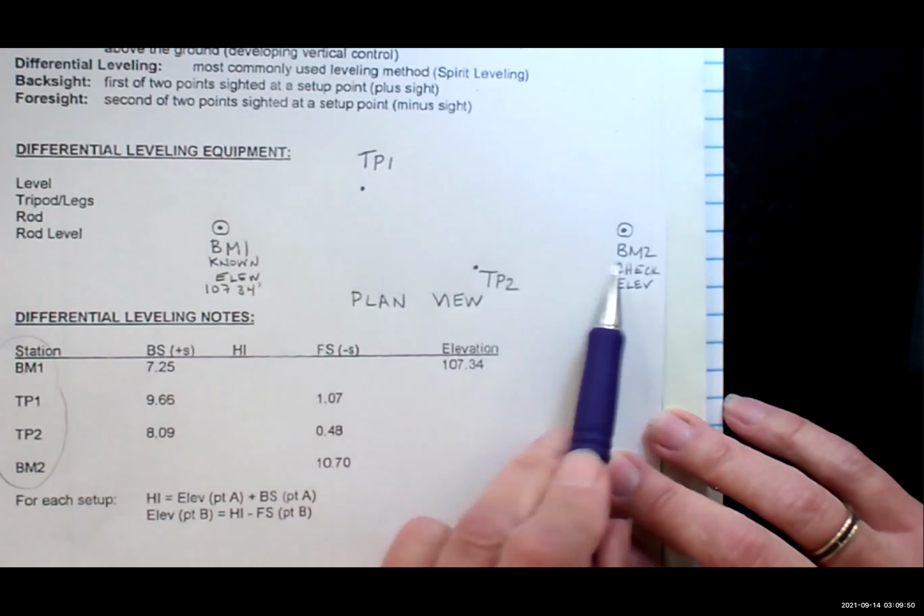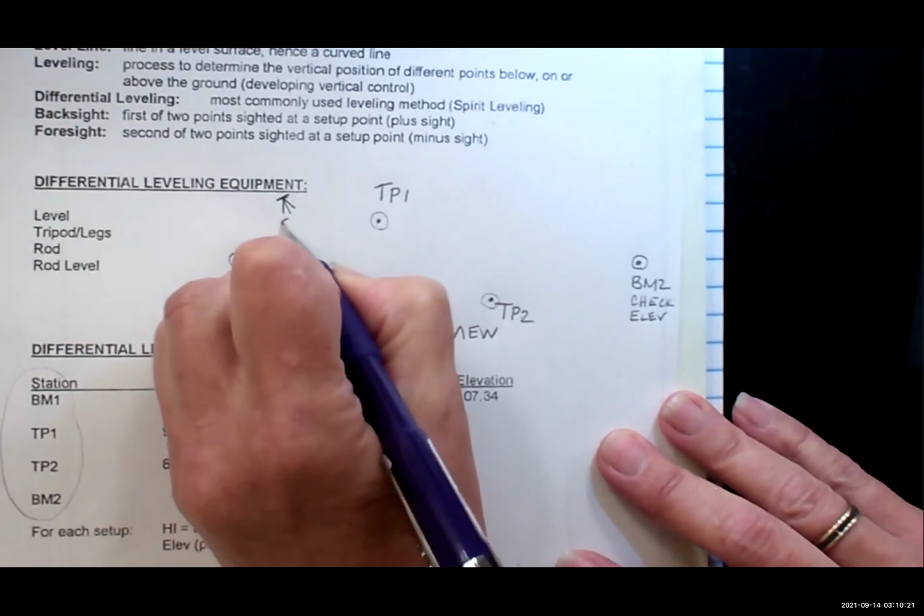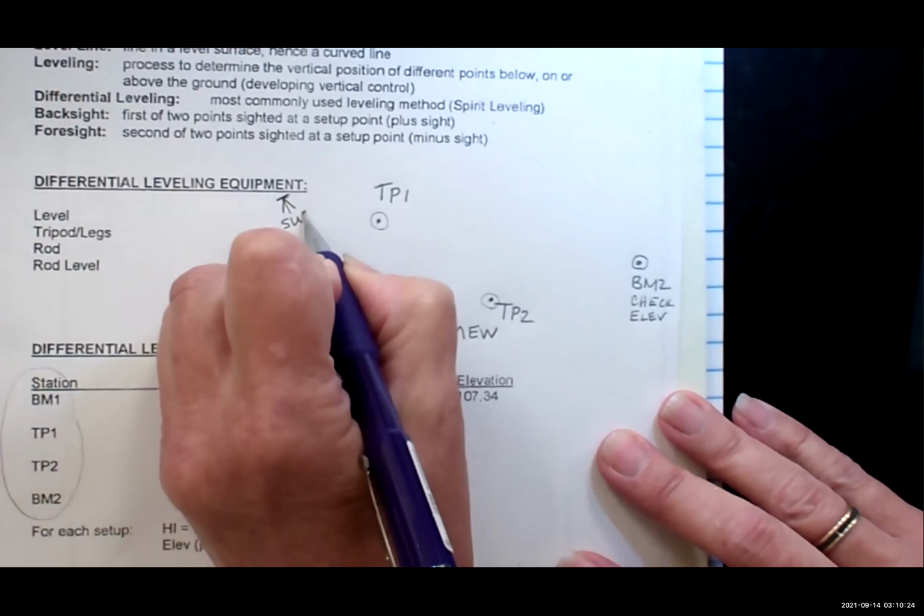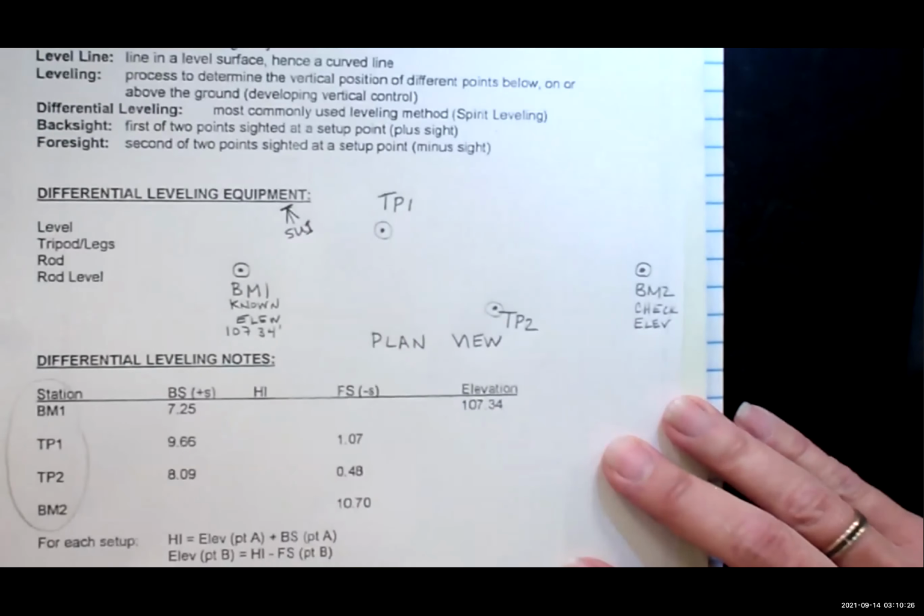I'll wait until you're finished drawing this if you want. So these are all the points I'm going to sight. I first set up a turning point in an effort to get to the benchmark. And what I'm going to do is have a setup here, and I'm going to call this setup 1. Should I zoom this in maybe? How's that? At setup 1, I'm going to shoot the benchmark, and I'm going to shoot the turning point.